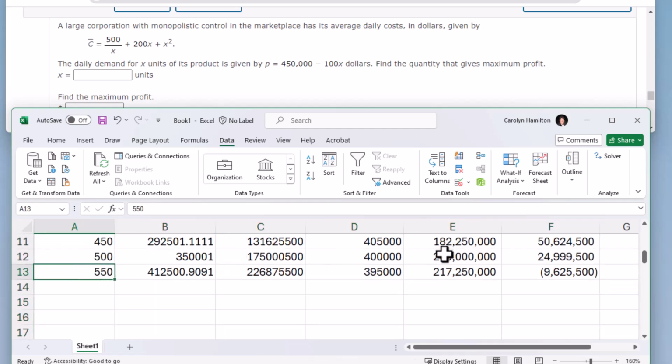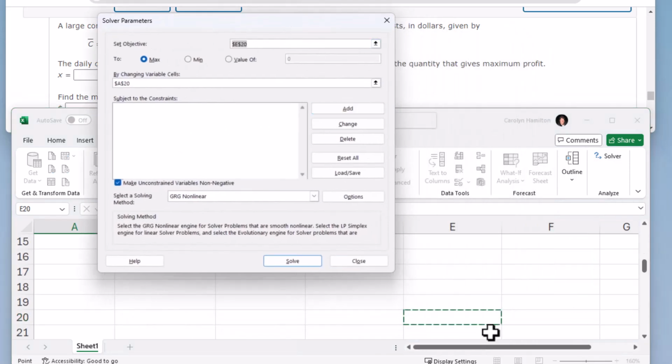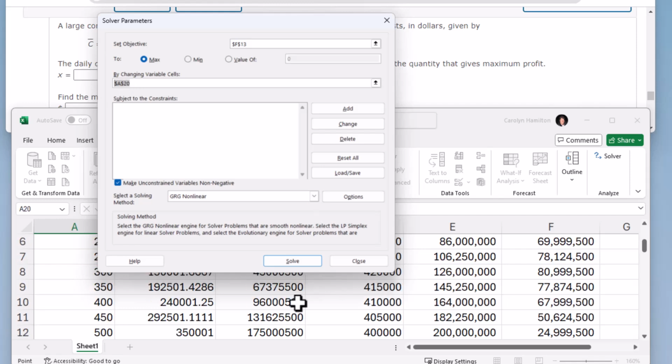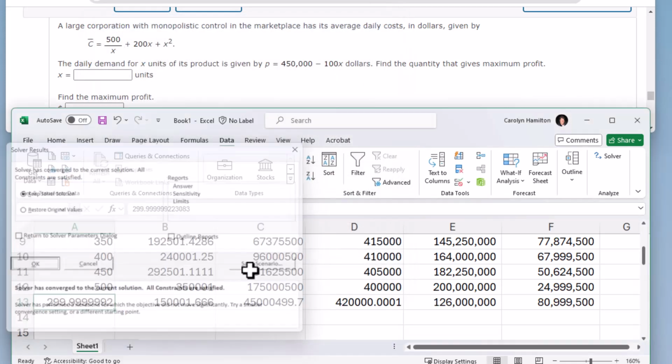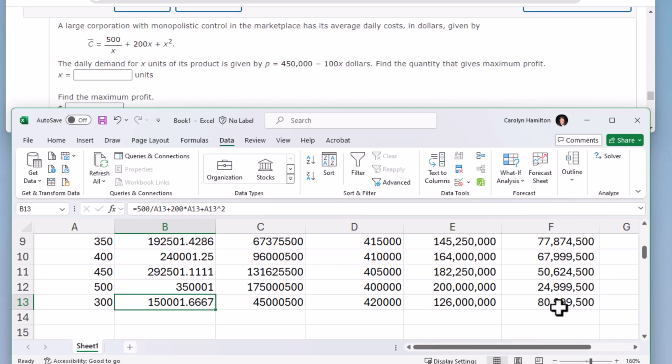And use this last row as my solver row. So I'm on row 13. I want to find the maximum of the profit by changing the corresponding number of units, no constraints. 300 was the maximum. Okay, now this has 299.9999. That's Excel to within its error that it can do. So I'm going to override this and say 300, and then that should make all of these update.